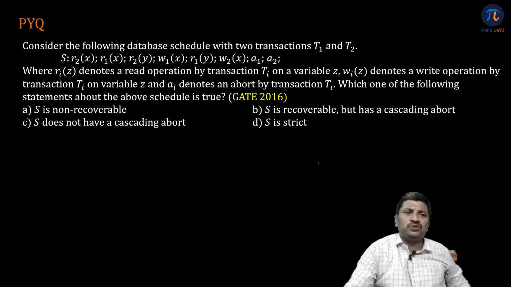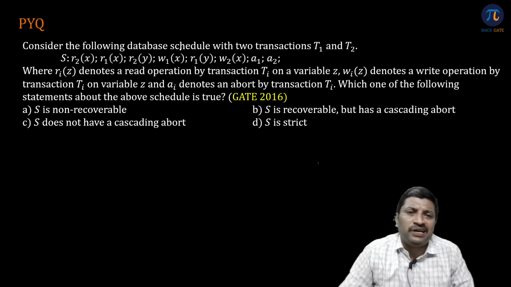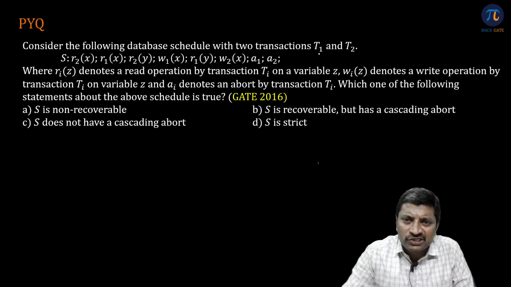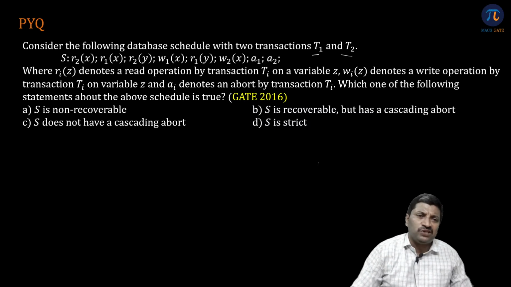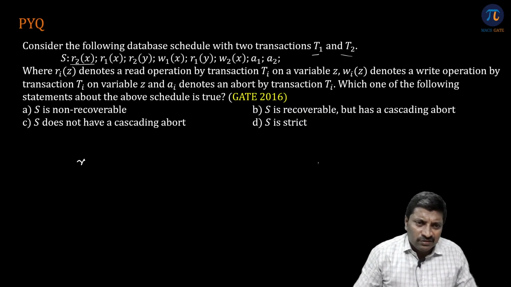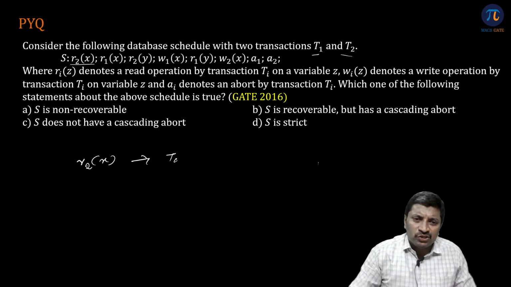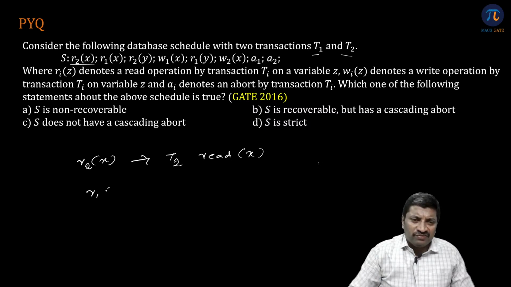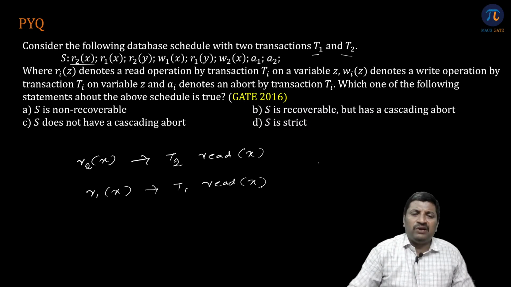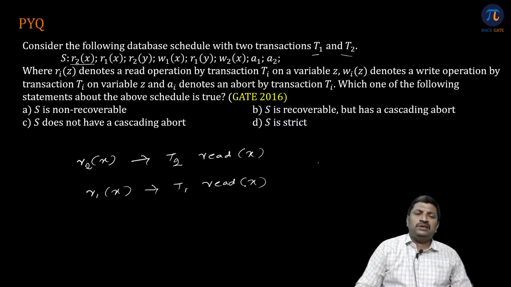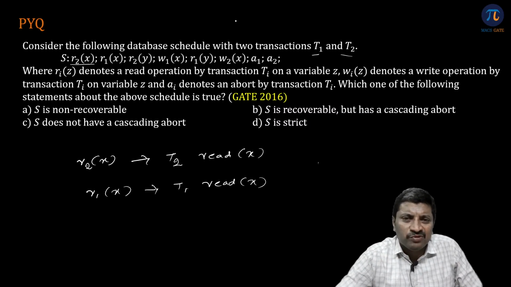So let us do one previous question, sir. Consider the following database schedule with two transactions T1, T2. Fine. It is a schedule, sir. R2 of X. Sir, R2 of X. What is meant by it? Transaction 2 reading a value of X. Suppose I have R1 of X. Transaction 1 reading a value of X. Clear, sir? That is meant by it. Okay. That is what they have given, sir.